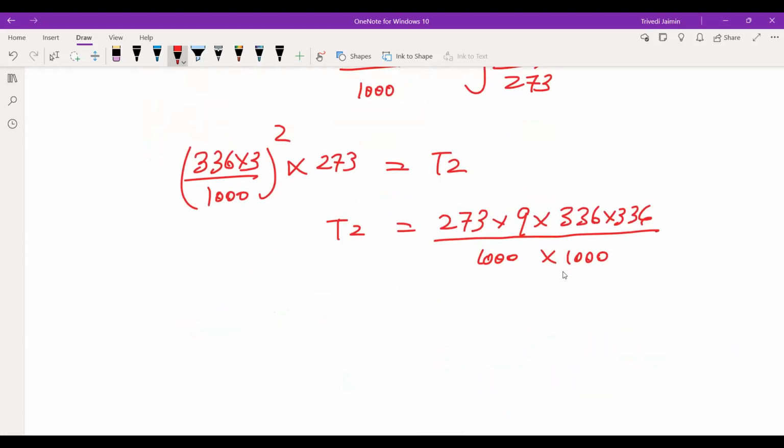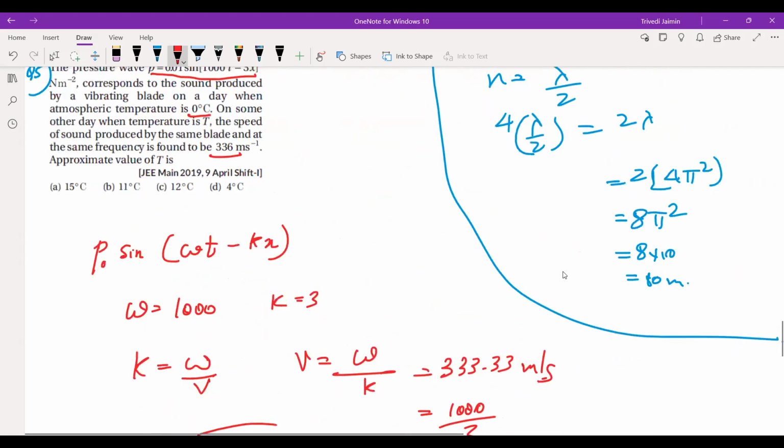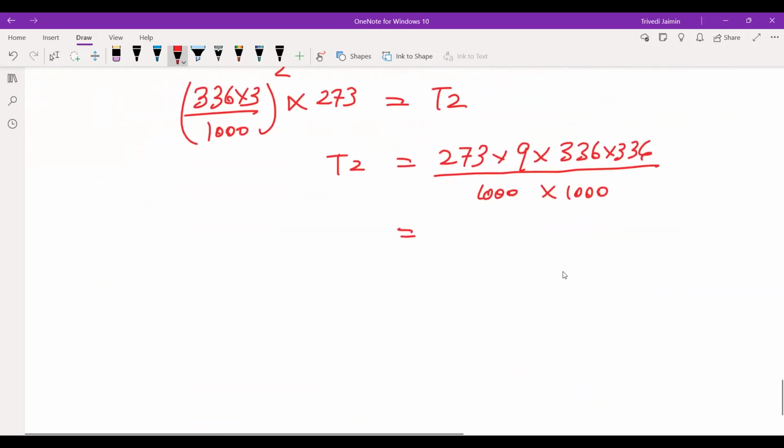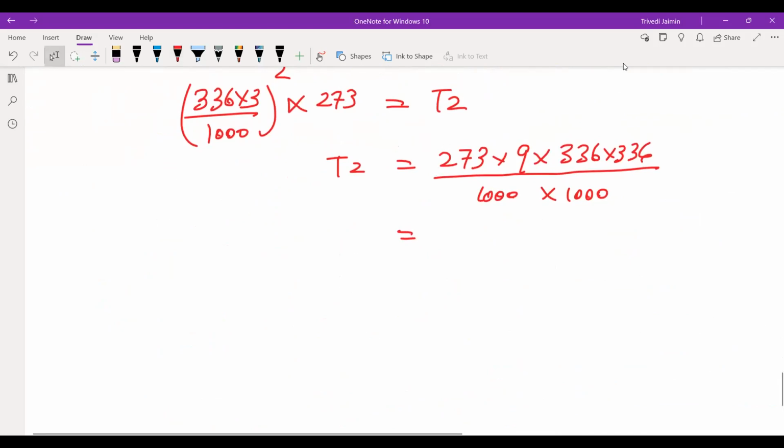Solve it and tell me the answer A, B, C, D, and try not to use a calculator. Come on dear, solve it.